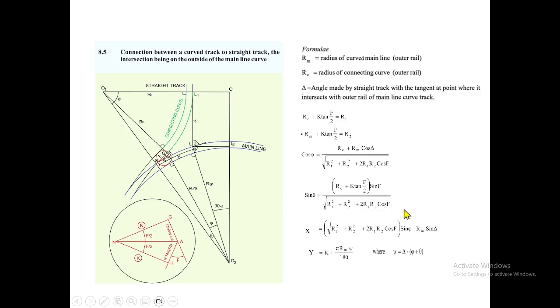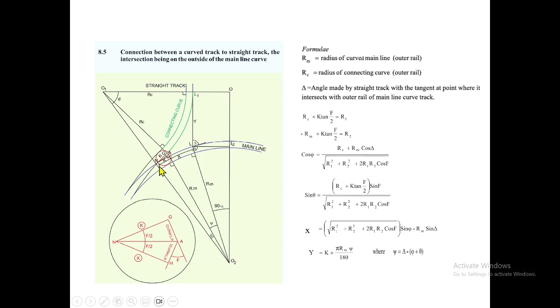So everything we know: RC, K tan F by 2, the crossing angle, and R1, R2 also we have found out. So once we know, we are able to get the theta angle. Like that, using this relation, we are able to get the phi angle. The phi angle equals cos inverse of this thing, and theta equals sine inverse of this thing. Once we know, we can come to the x part.